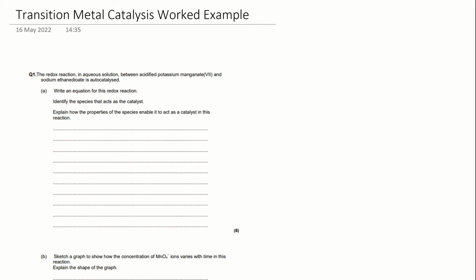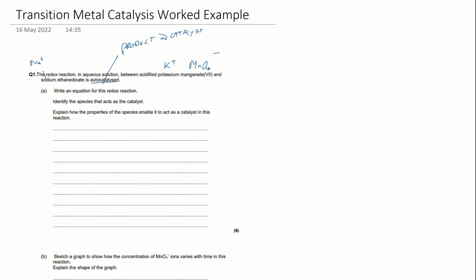So you've got a redox reaction in an aqueous solution between acidified potassium permanganate, so that's going to include K+ ions and MnO4- ions, and sodium ethanedioate is autocatalyzed. Autocatalyzed means a product of the reaction is a catalyst. So the reaction will get quicker as it goes on until stuff starts to get used up. And sodium ethanedioate, well, sodium's easy, that's Na+ ions when you're in a compound.